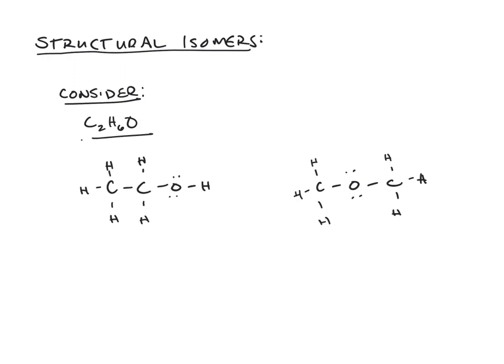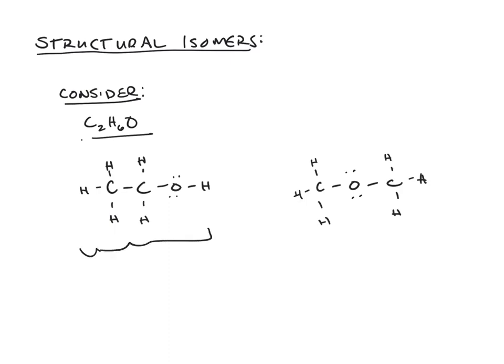If we look at these two structures, both of them give everything an octet. Both of them have the right number of electrons. Neither one of them has any formal charge. So both of these structures are equally valid. Now, the question I have for you: are these the same molecule? Well, what do you think? Looking at it, no, they're not, because these atoms are connected together in a different way. These are different structures, which means that they're different molecules. And in fact, they have very different properties.